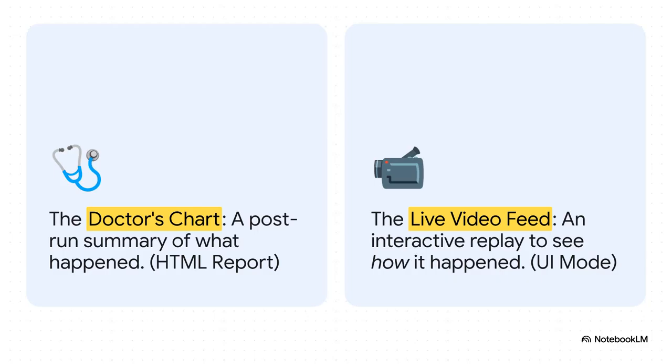Here's how I like to think about it. The HTML report, that's the doctor's chart after a full checkup. It gives you a perfect, organized summary of everything that happened. On the other hand, you've got UI mode, which is like having the live video feed from the operating room. It lets you interactively replay, pause, and rewind to see exactly how things went wrong. Two different tools, two distinct jobs, but one single goal, making you a faster, more effective engineer.